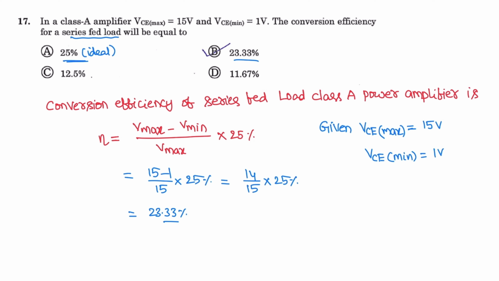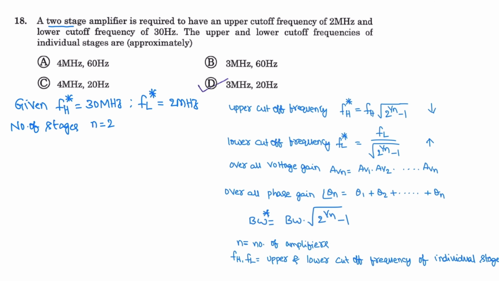Next, question number 18. A two-stage amplifier is required to have an upper cutoff frequency of 2 MHz and lower cutoff frequency of 30 Hz. Given the number of stages n is equal to 2, the upper cutoff frequency for this two stage amplifier is 2 MHz and the lower cutoff frequency is 30 Hz. What will be the lower cutoff frequency and upper cutoff frequency of individual stages approximately? So here formulas are mentioned.